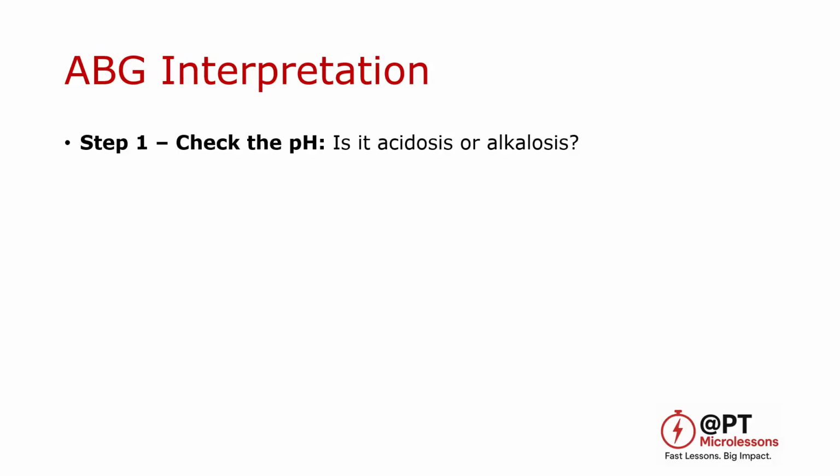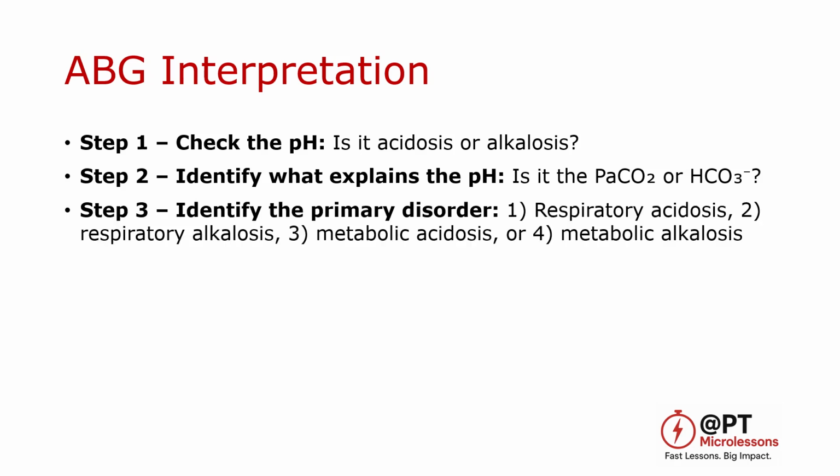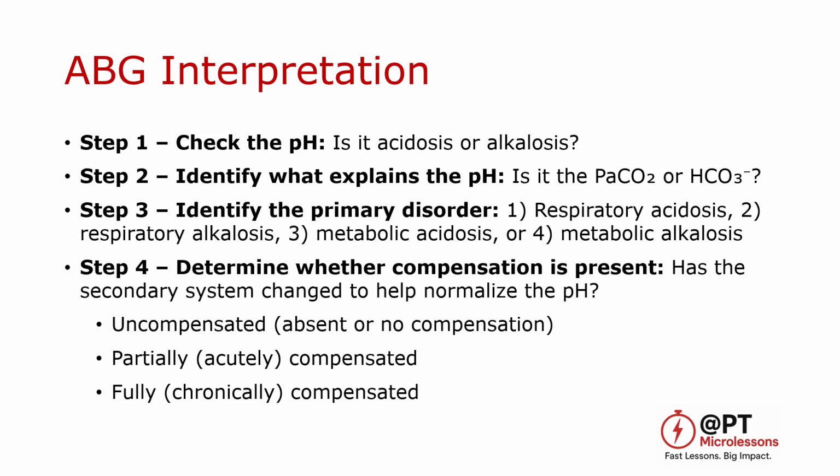First, determine whether the pH indicates an acidosis or alkalosis. Next, identify whether the PaCO2 or the HCO3 explains the pH change. That tells you the primary disorder, which will always be one of four possibilities: respiratory acidosis, respiratory alkalosis, metabolic acidosis, or metabolic alkalosis. Finally, determine whether compensation is present by asking whether the secondary system has changed to help restore the pH toward normal. Compensation may be absent, partial, or complete.